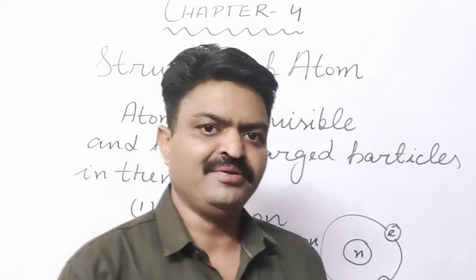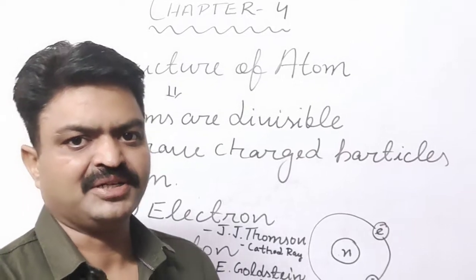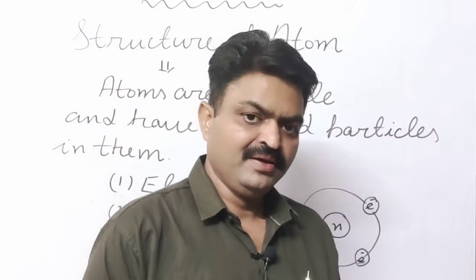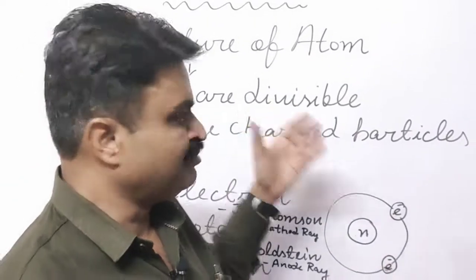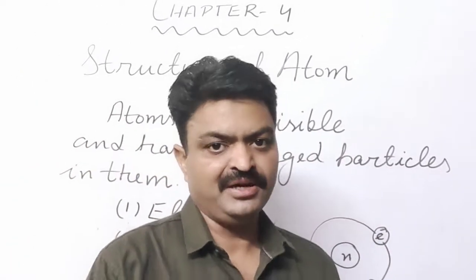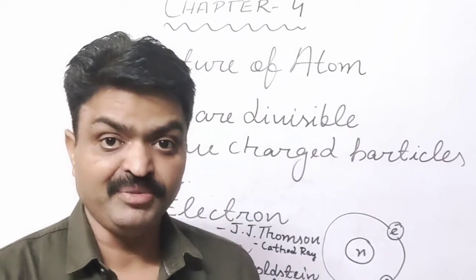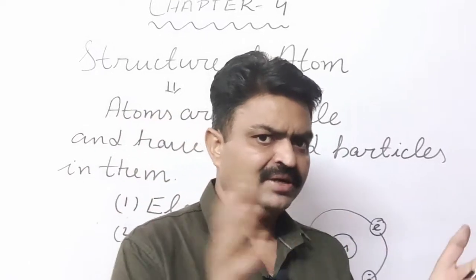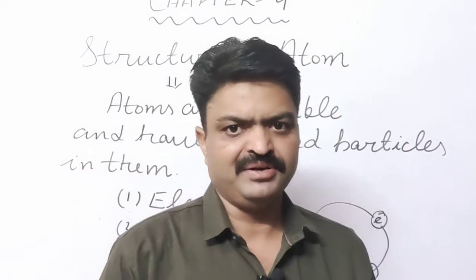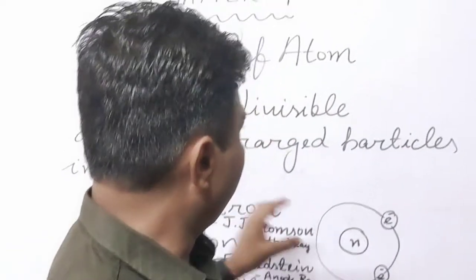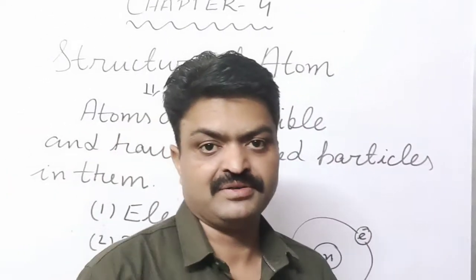Today we are going to start a new chapter 4, and it is related to structure of atom. In the previous chapter 3, we have discussed some topics related to atom, means how do we measure the size of the atom, how the molecules are made up, and how the chemical formulas are formed. So these topics we have covered. Today we will start a new chapter, and it is related to structure of atom, student.